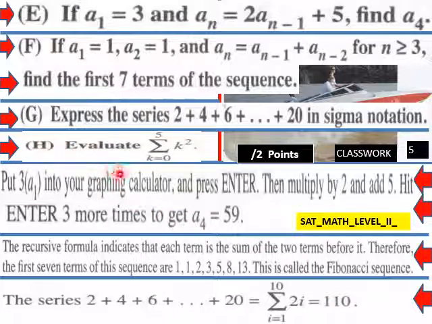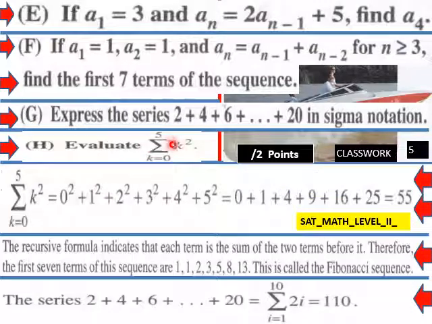And then H, evaluate this summation. We have k equals 0 as our initial value. The upper limit will be 5, then k squared. To do that one, we have 0, 1, 2, 3, 4, 5, all squared. We get these numbers here, and that comes out to a summation of 55.